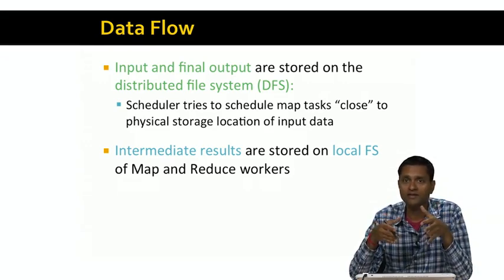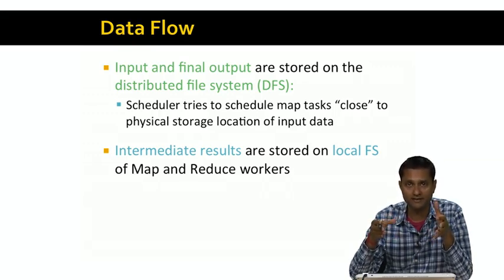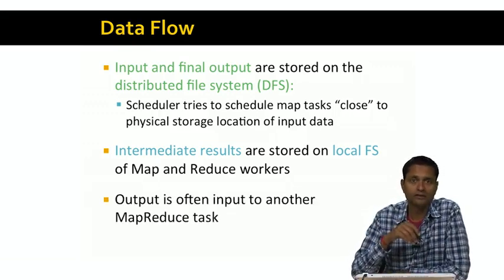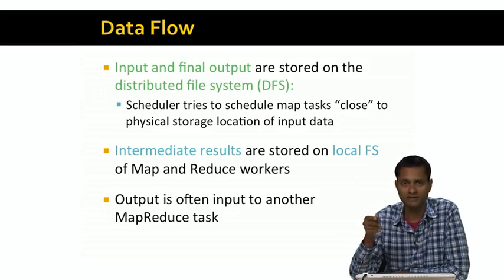Now, why are such intermediate results not stored in the distributed file system? It turns out that there is some overhead to storing data in the distributed file system. Remember, there are multiple replicas of the data that need to be made, and so there's a lot of copying and network shuffling involved in storing new data in the distributed file system. So whenever possible, intermediate results are stored in the local file system of the map and reduce workers instead of being stored in the distributed file system, to avoid more network traffic. And finally, as you'll see in future examples, the output of a MapReduce task is often the input to another MapReduce task.